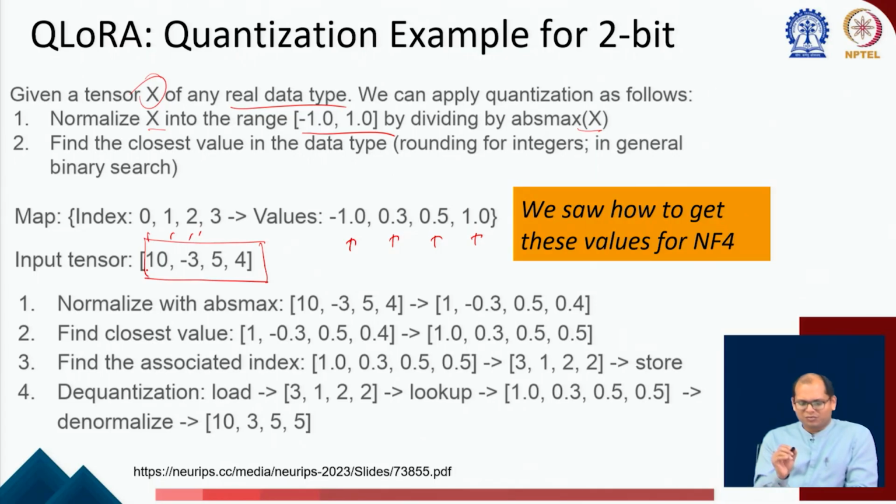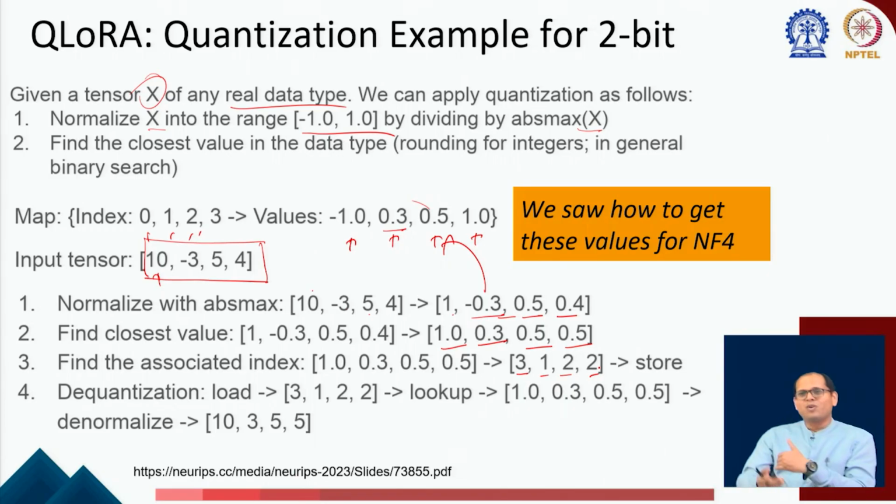So how do I quantize? First, what is the abs max? 10. So I normalize with that, and I get 1, -0.3, 0.5 and 0.4. This is normalized with abs max. Now you find the closest values as per your quantization. For 1, the closest is 1. For -0.3, the closest seems to be 0.3, not -1. For 0.5, you have 0.5. For 0.4, you can take either of these, so let's say 0.5. Then you put back the indices, and you only store these indices, because these indices can be stored in 2 bits.